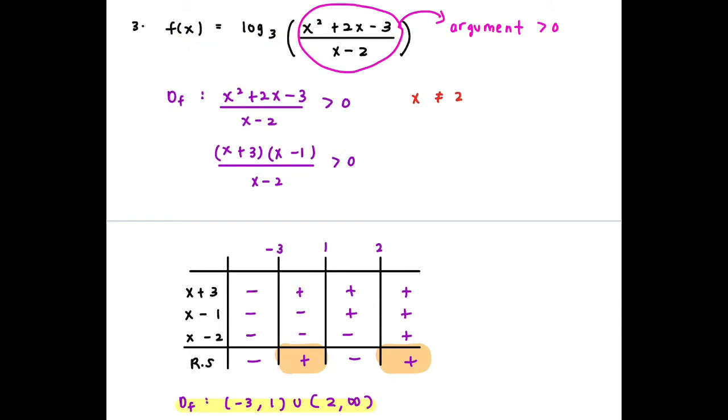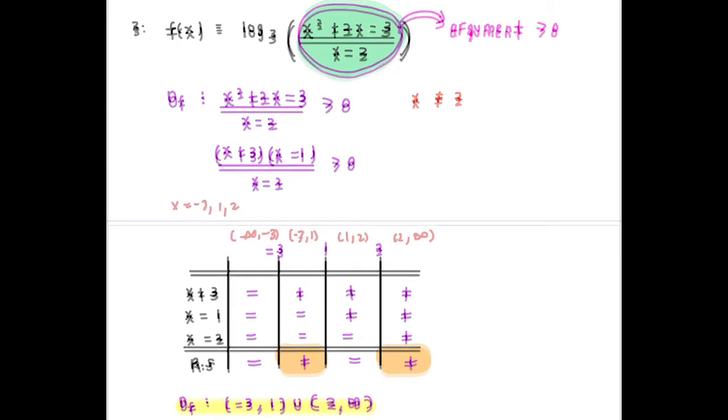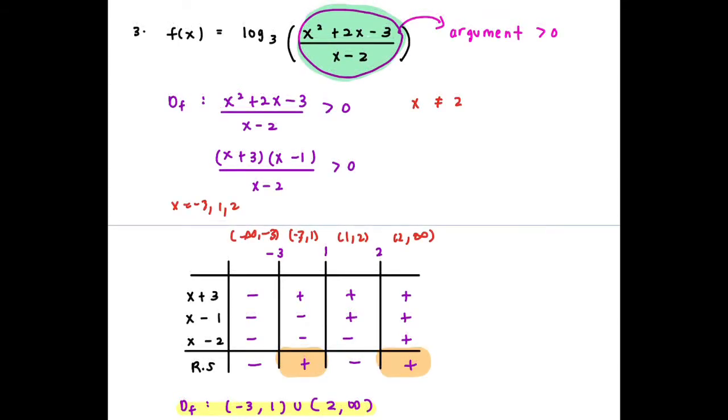f(x) equal to log 3 of this value here. So this is a rational function. Okay, you have a fraction, so take this number here, make it more than 0. If you want to solve a rational function, you need to factorize it and then do the sign diagram. So it's written here, x cannot be equal to 2, because the denominator cannot be equal to 0. However, we don't worry about it because you don't have any equal sign here. Therefore, now let us try to do this sign diagram.